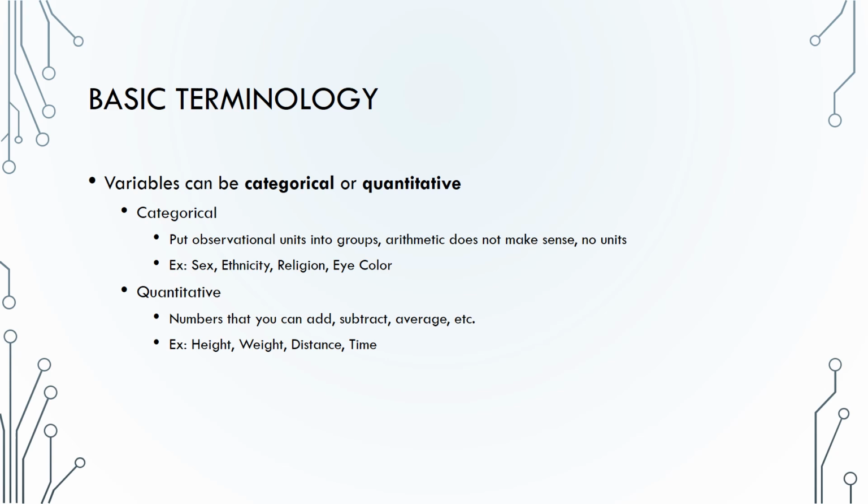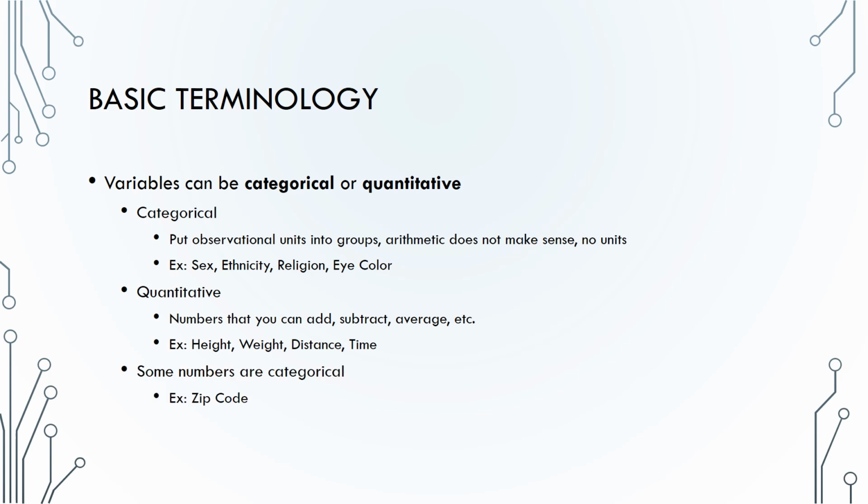Quantitative variables are numbers, where you can use arithmetic. You can add them, subtract them, or average them. Height, weight, distance, and time are all examples of quantitative variables. Quantitative variables should have units attached to them.